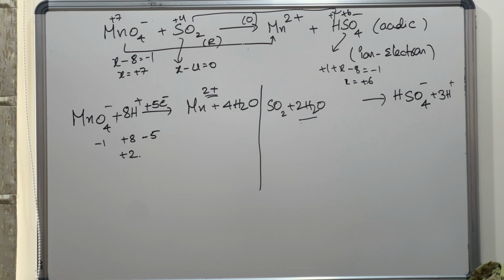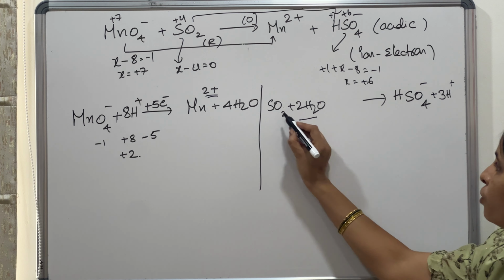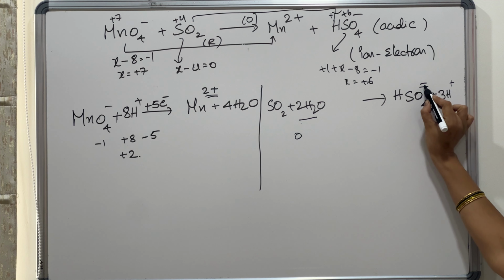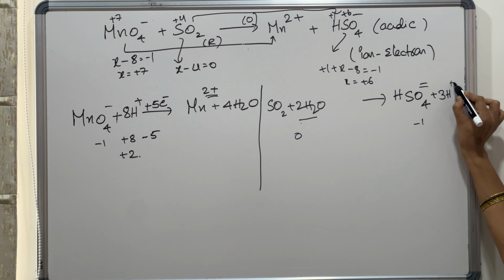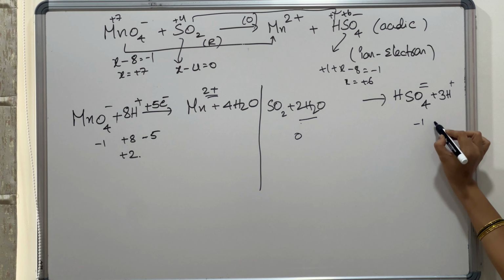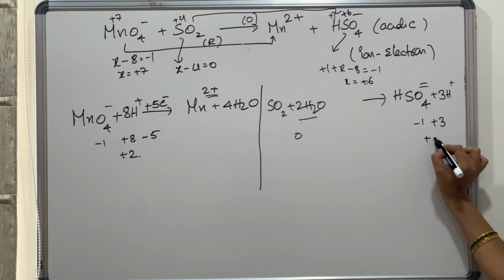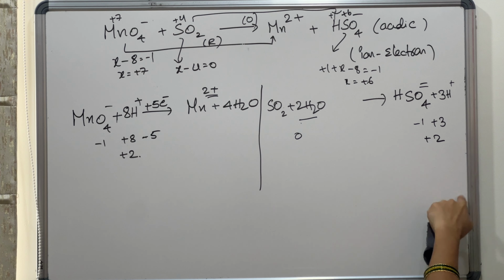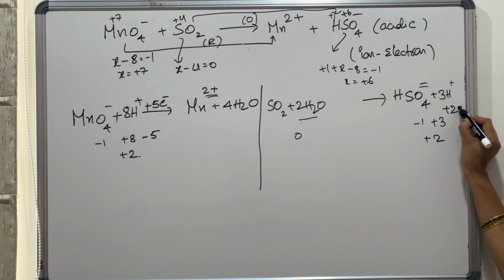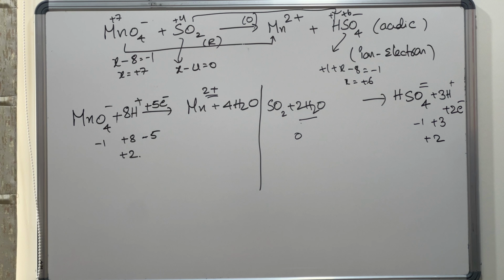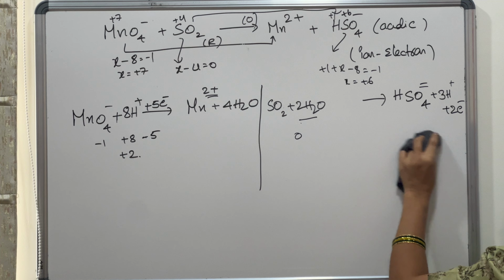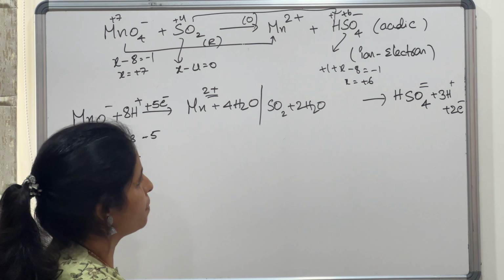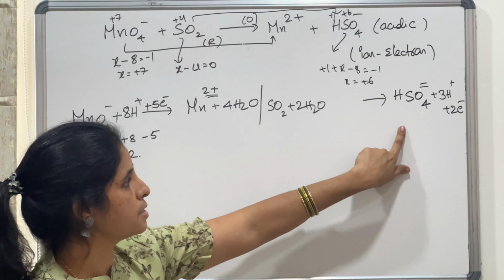Now, what I told you, you need to balance the charge. So look for the charge. Here 0 and here it is minus 1, 3 plus, 3 into plus 1, means plus 3, so plus 2 charge. So here you have to reduce this charge to 0. So what you need to do? Plus 2 electrons you add. That's it. So this is your equation. If you look at this equation, this will be perfectly balanced, this side and this side.